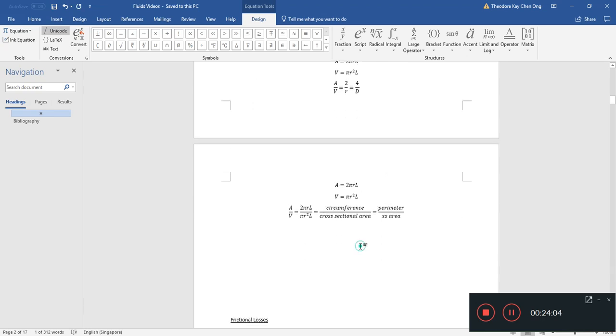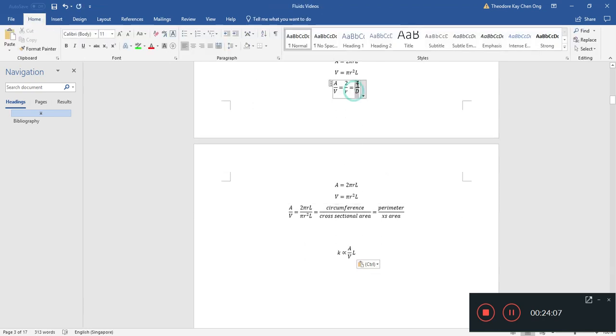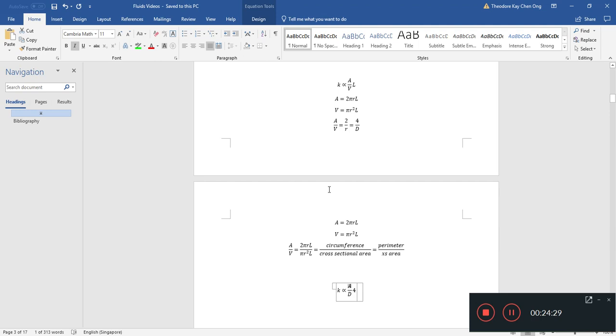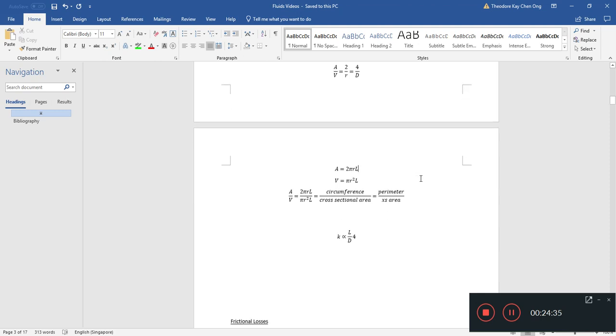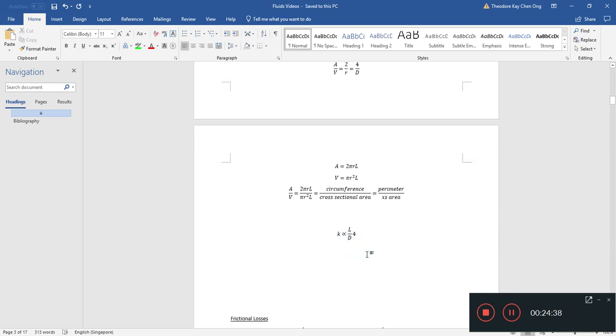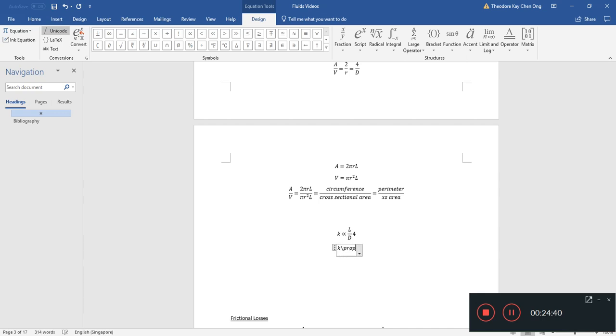And then we will get this following relation for a circular pipe. We can guess K is related to the pipe dimensions in this manner. There should be an L on top. So the L by D times 4. So K will be proportional to this, or in other words, K is proportional to L by D.